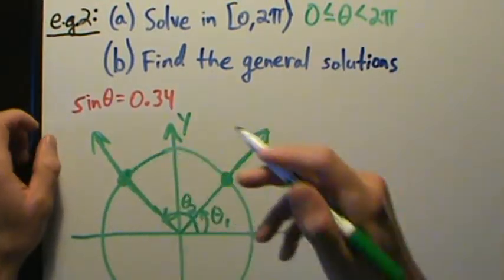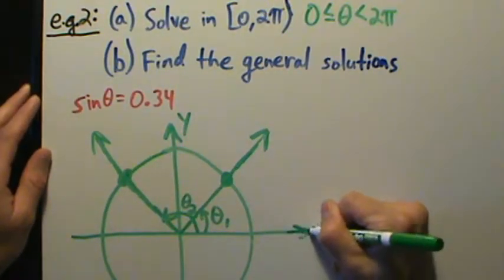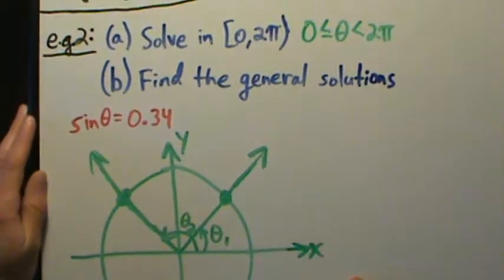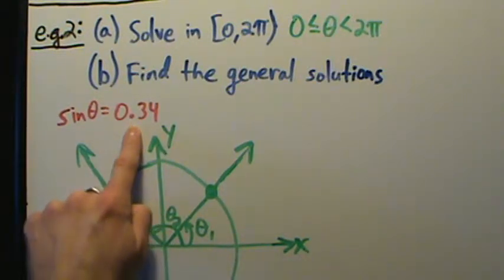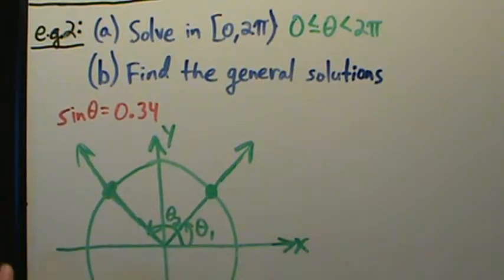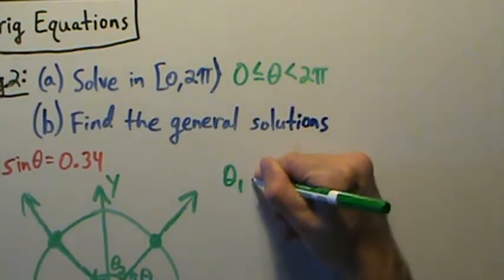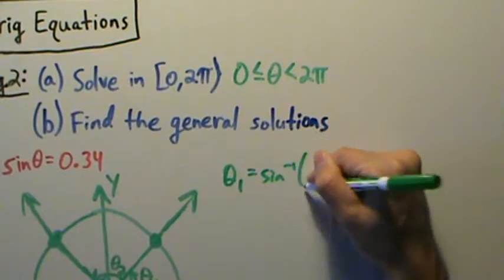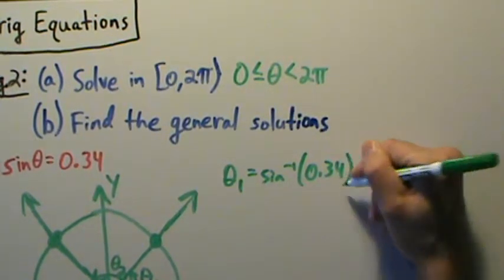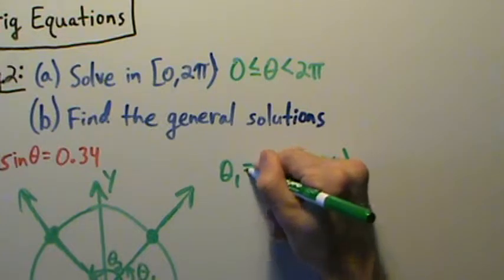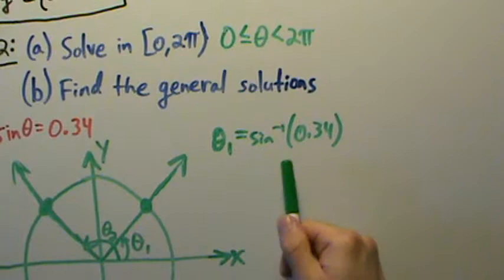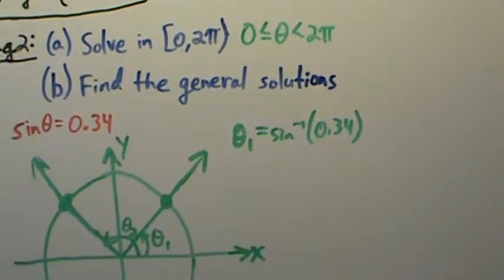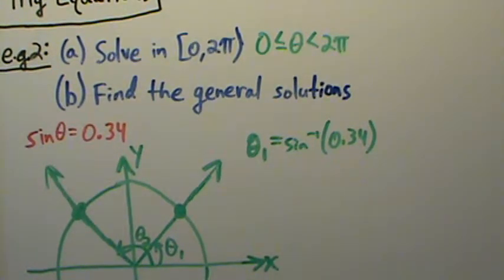Now, just like in example 1, to get this first one here, we can just take the inverse sine. Because remember, if you take the inverse sine of something positive, in this case positive 0.34, you're going to be in quadrant 1. So that's going to give us the one that we want. We're going to say theta sub 1 equals the inverse sine of 0.34. And we'll toss that into a calculator a little bit later. But for now, just know that we have to do that to get this one here. Now, what about theta sub 2? How are we going to get theta sub 2?